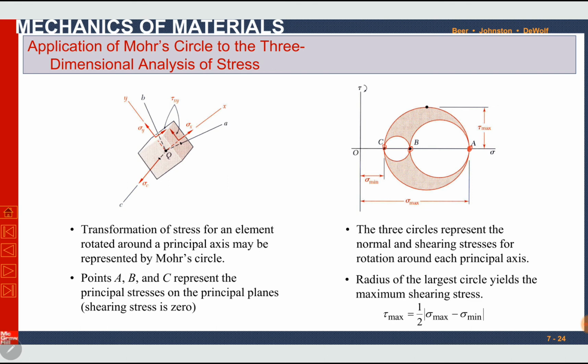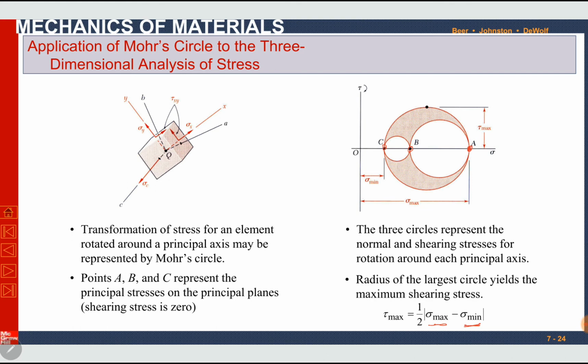Remember that a 3-dimensional Mohr circle always contains 3 circles. The outer circle is tangent to the 2 inner circles, and the 2 inner circles are tangent to each other and also tangent to the outer circle. Radius of the outer circle is always tau maximum, which is equal to half of the difference of sigma maximum and sigma minimum. In your course, we will only discuss 3-dimensional Mohr circle for plane stress elements.